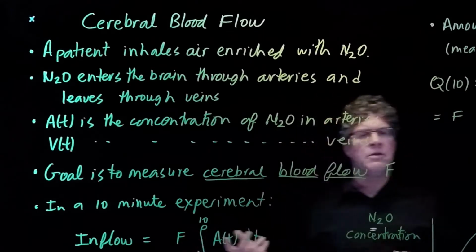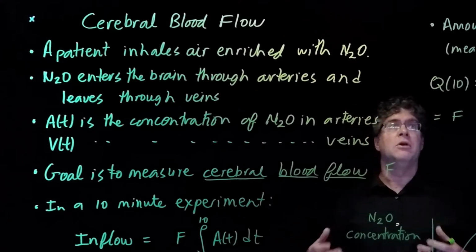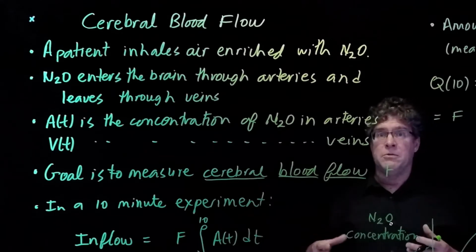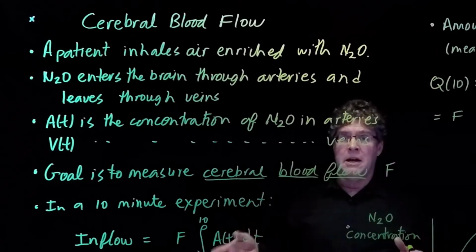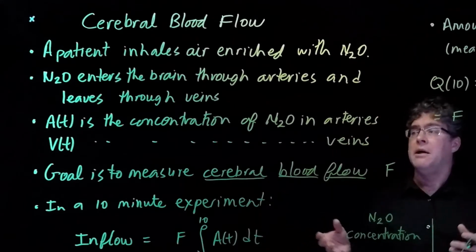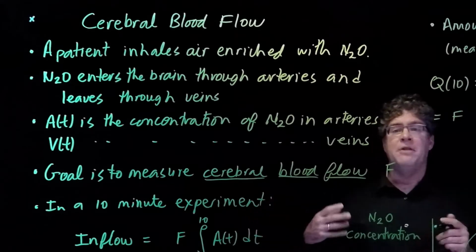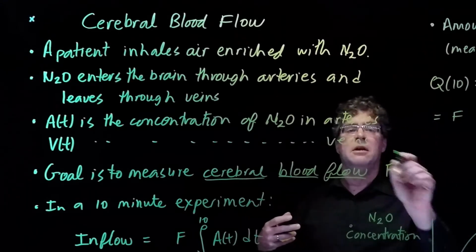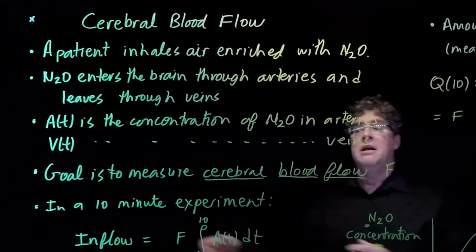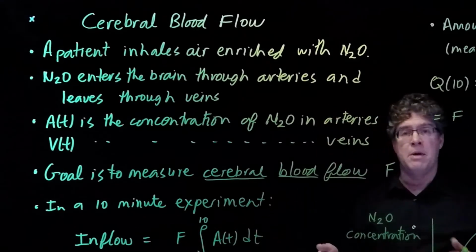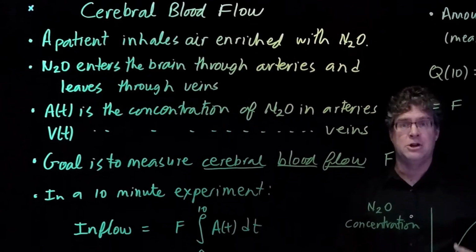Okay, so how do we get at this? Well, the trick here is that we're actually able to measure the amount of nitrous oxide that remains in the brain through magnetic resonance, or MRI. And so we're going to use that idea to try to tease out the value for F here. So our next step is just to talk about the inflow into the brain in a 10-minute experiment where the patient is inhaling this enriched air.